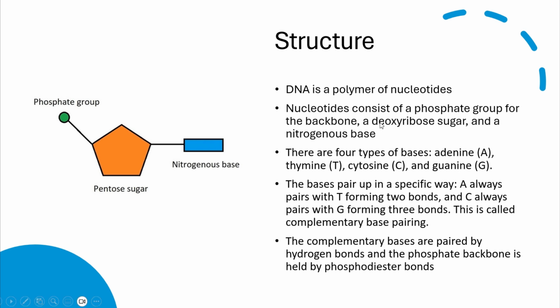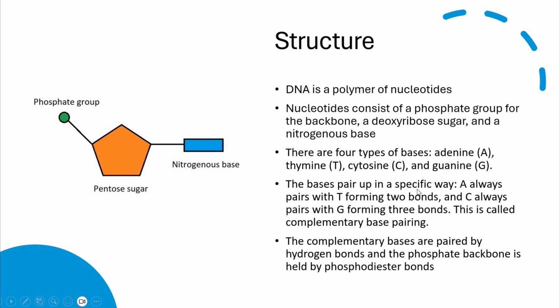So nucleotides consist of a phosphate group for the backbone, a deoxyribose sugar, that's the pentose sugar, deoxyribose. That's why DNA is called deoxyribonucleic acid, because you've got this acid and the sugar. And there are four bases: adenine, thymine, cytosine, and guanine.